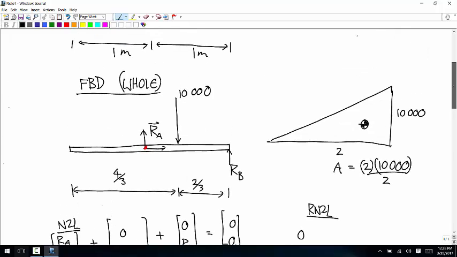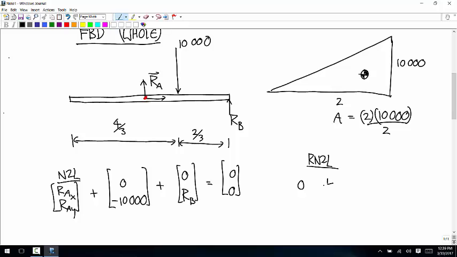Then what's the moment arm for the 10,000 Newton force? This distance is 1 meter. This distance is 2/3 of a meter, so this is 1/3 of a meter. So we have 1/3 times 10,000. And is that positive or negative? Negative. Yep, if the hinge is at the red dot, that would make it rotate clockwise. So negative.